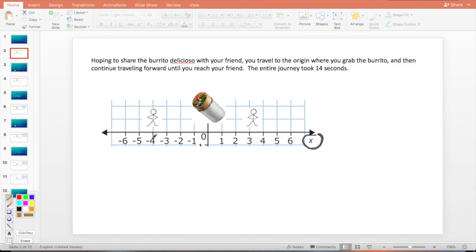It means direction. So you're to the left of, or we could say to the west of, the origin of all things, the origin of the universe, the origin of the order of all cosmos, the origin, the beginning, the end, the burrito delicioso. So you travel to the origin where you grab the burrito, and then you can continue traveling forward until you reach your friend. The entire journey took 14 seconds.